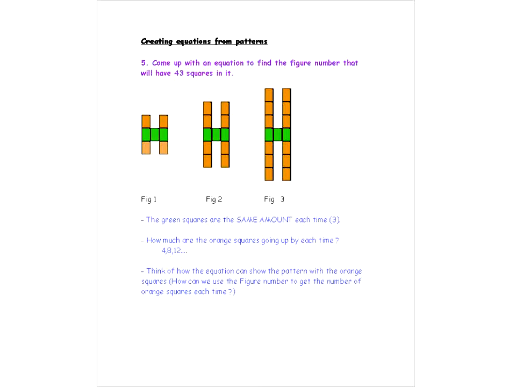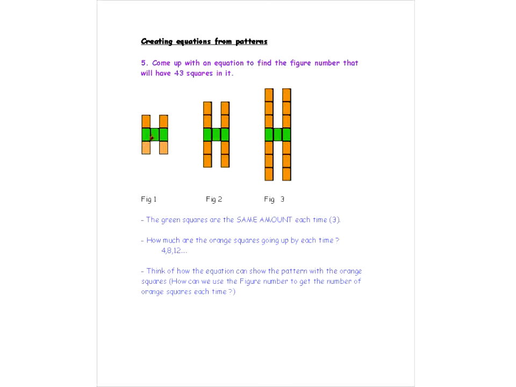Now let's look at how to create an equation using a pattern, so using a diagram. This question says, come up with an equation to find the figure number that will have 43 squares in it. So in other words, somewhere down the line we're going to have some figure that's going to have 43.